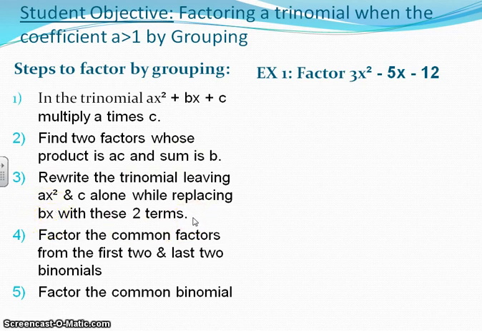Step 4. Factor the common factors from the first two and the last two binomials. Step 5. Factor the common binomial. When you're done, you can always redistribute to check your work.